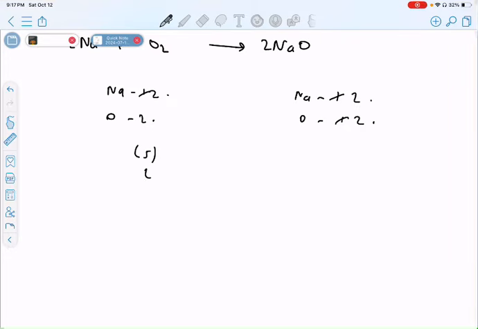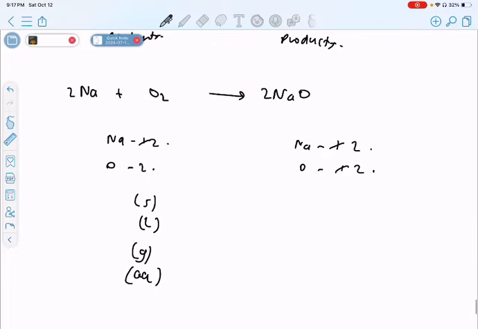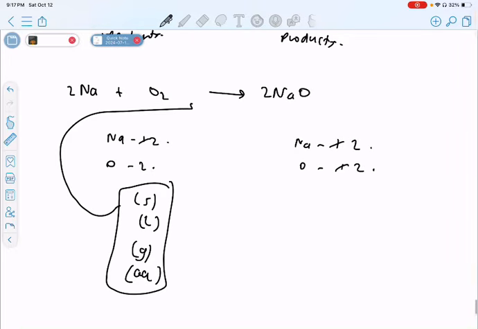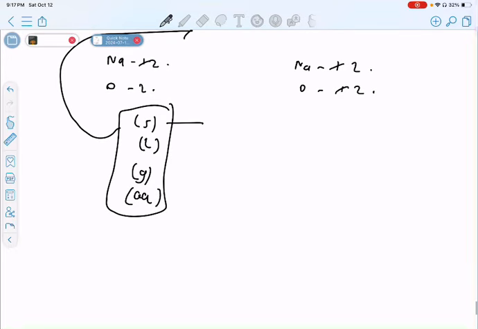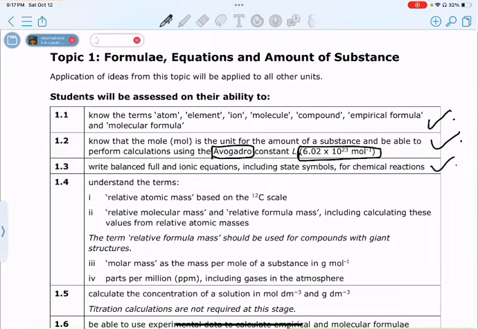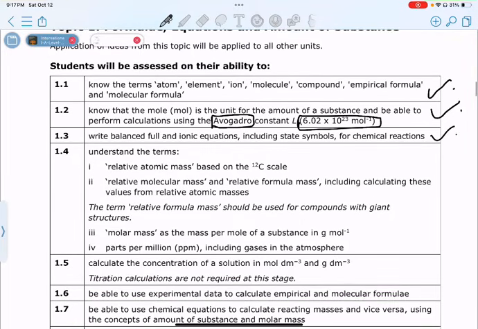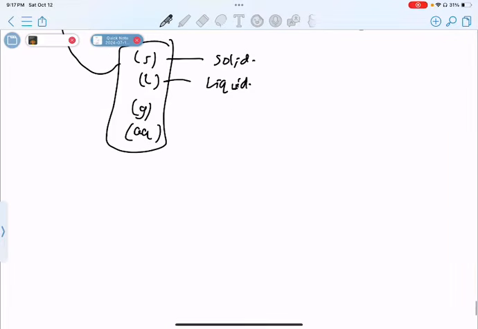Solid, liquid, gas, and aqueous, okay? These are the state symbols for the compounds in a chemical reaction. S is a solid, L is liquid, G is gas, and AQ is aqueous, meaning it is dissolved in water, okay? Yeah, that's how to write a chemical equation. To write an ionic equation, it is different though. Let's just go into that really quickly.